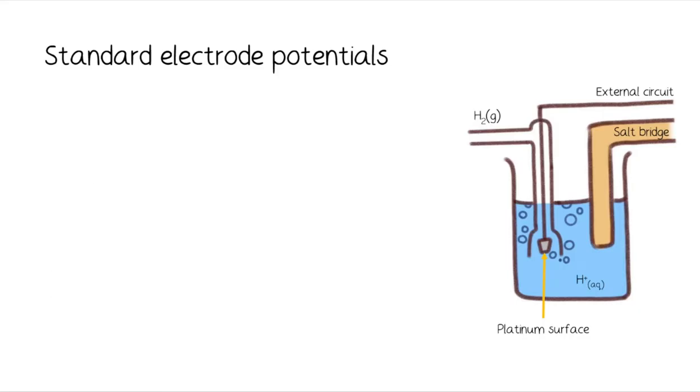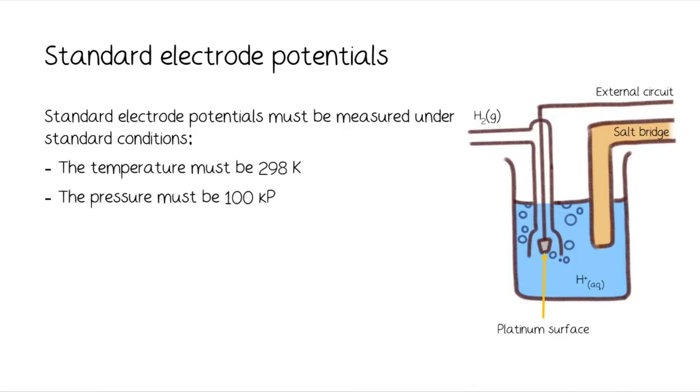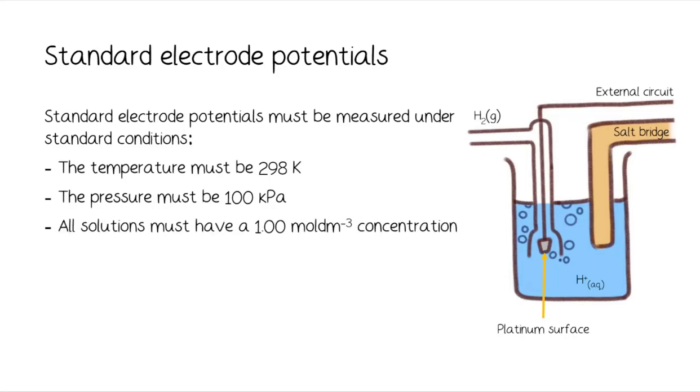Because the electrode potential varies with concentration, temperature, and pressure, if you were a scientist trying to record the electrode potential of aluminium, for example, and you did it in a room that's really, really warm, your number's going to be different to mine. So to overcome this, we measure these standard electrode potentials under standard conditions. The temperature must be 298 Kelvin, the pressure must be 100 kilopascals, and any solution that you use must have a 1 mole per decimeter cubed concentration.